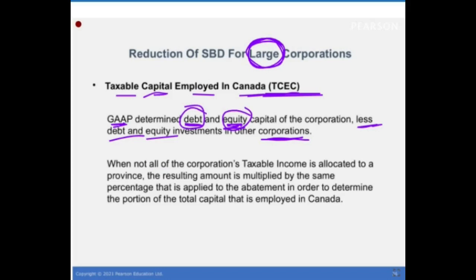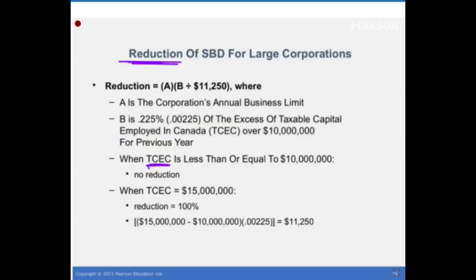It says when not all of the corporation's taxable income is allocated to a province, the resulting amount is multiplied by the same percentage that is applied to the abatement in order to determine the portion of the capital that is employed in Canada. So that you do that same kind of math that we looked at before if some of this isn't. But let's assume all of it is, and the number is 10 million. So when the taxable capital employed in Canada is less than or equal to 10 million, no reduction.